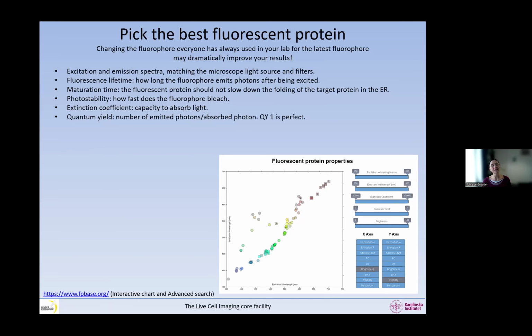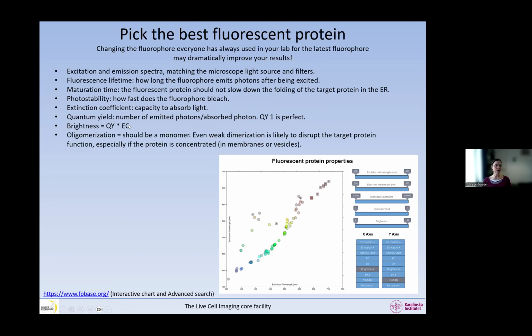And the quantum yield is the opposite: what is the proportion of these photons that are then going to be spat out as emission? So quantum yield. And the brightness is these two multiplied together, and that gives you the brightness. So you can see all this here, and you can pick the brightest fluorescent protein for yourself.